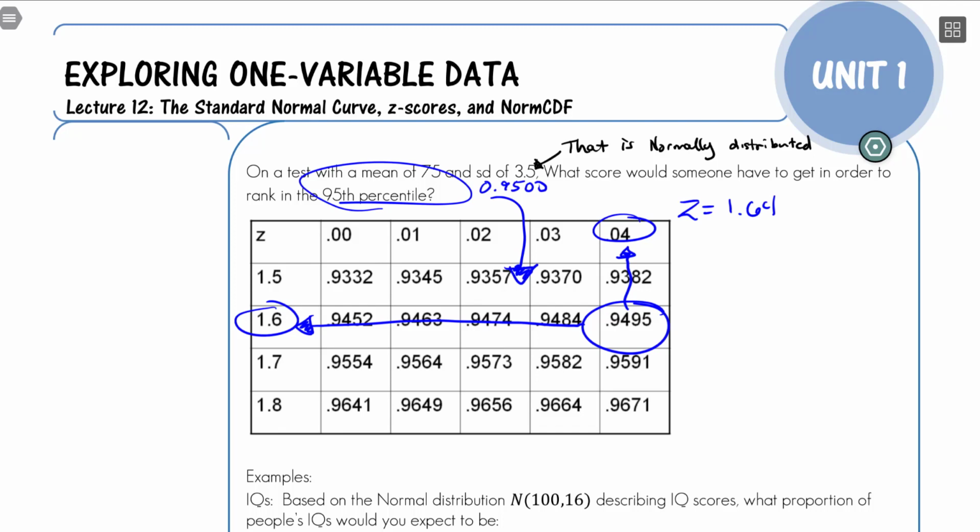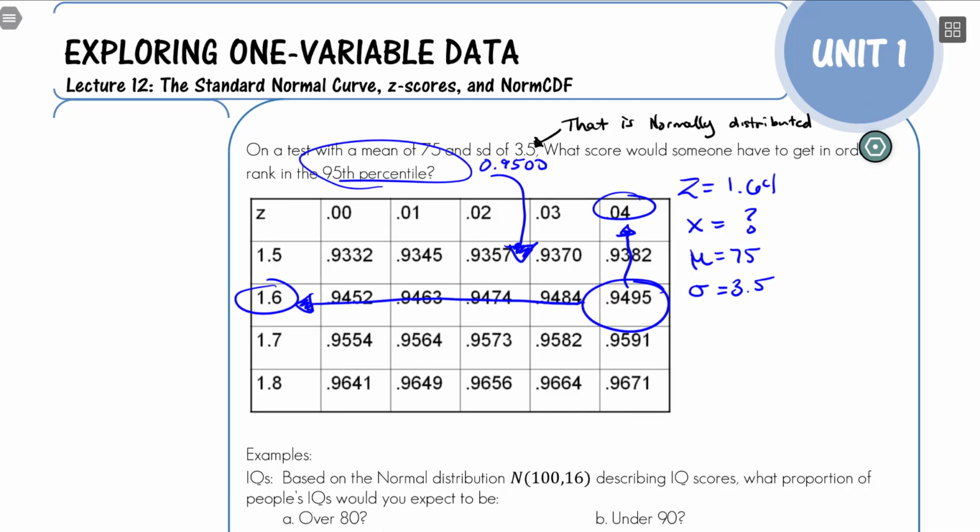That's the standard score that somebody needs on this test with a mean of 75 and a standard deviation of 3.5. Okay? But what's the actual observed score? What's the score a student would have to get in order to get this test? This is the thing we don't know. We do know our mean is 75. We do know our standard deviation is 3.5. So let's plug all of those into our z-score formula. We have 1.64 equals x minus mu over sigma.